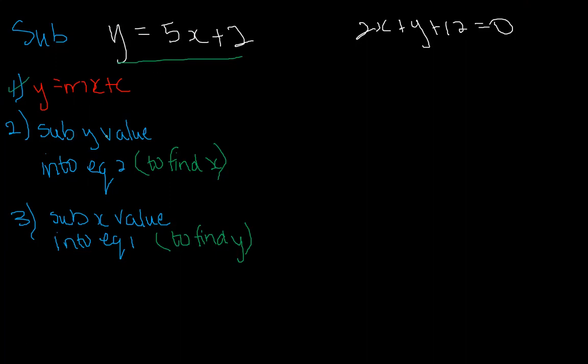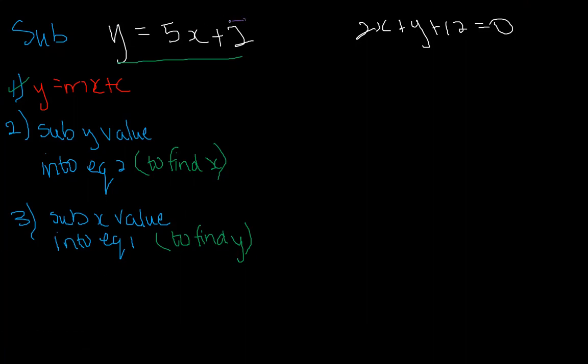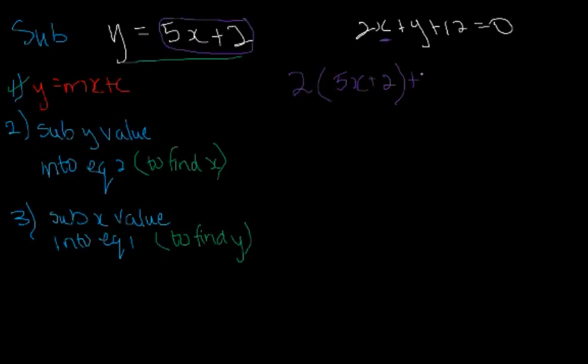Second step, sub our y value. Our y value in this case is 5x plus 2 into our second equation. This is the second equation. What does that mean? Wherever I see x in this equation, I'm going to replace it with 5x plus 2. So this becomes 2 in brackets, 5x plus 2, close brackets, we put back plus y, we put back plus 12, and we put our equal to 0.